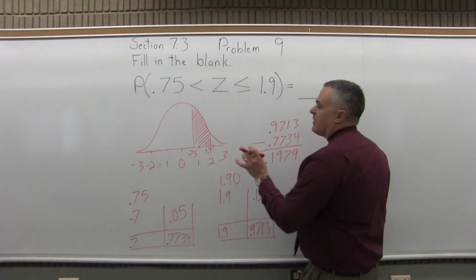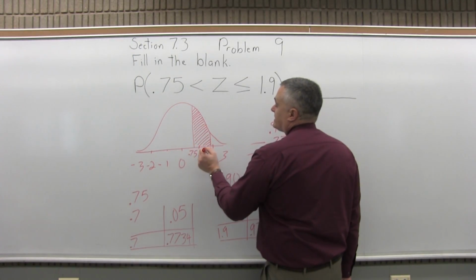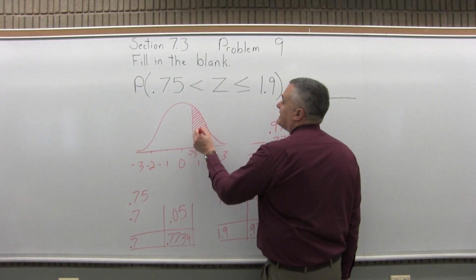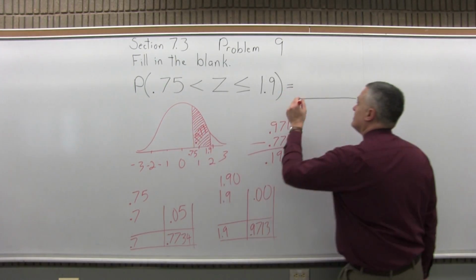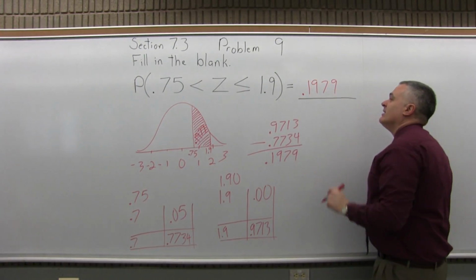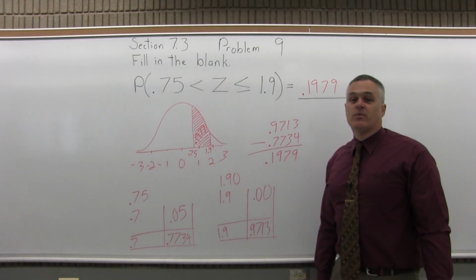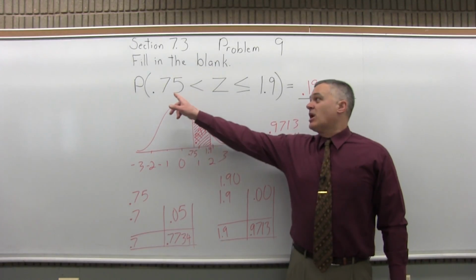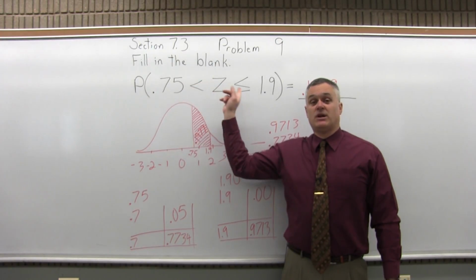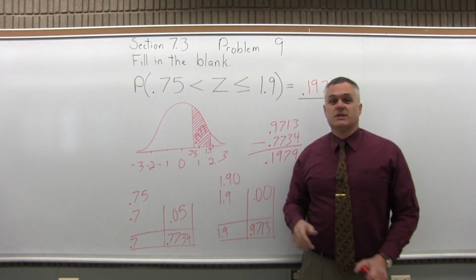And you can subtract that with a calculator, or if you do it by hand, you'll get 0.1979. So the shaded area here, or probability, between positive 0.75 and positive 1.9 is 0.1979. So that's the value that fills in the blank, 0.1979. With sensible round off, I would call that about a 19.75% probability. So the probability that z is between positive 0.75 and positive 1.9 is about a 19.75% probability.